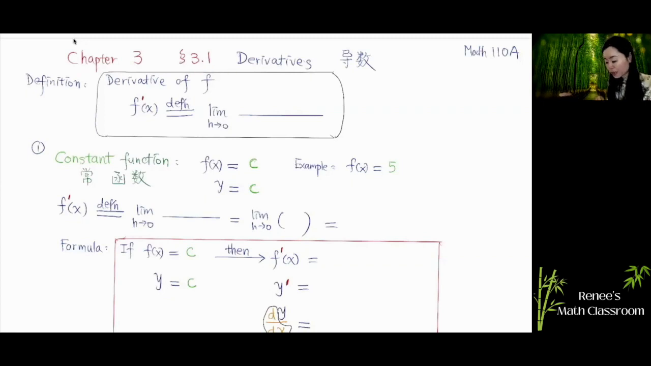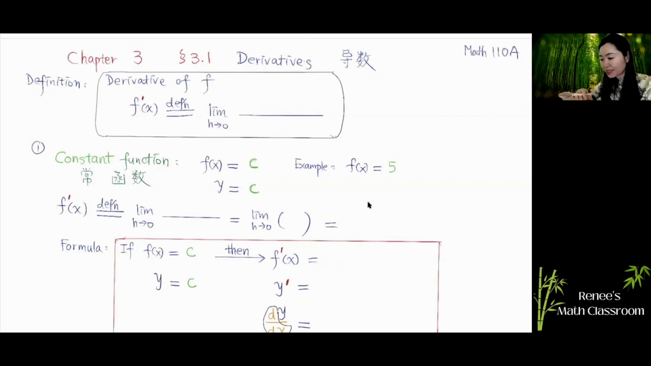3.1, we talk about duality. Okay, in Chinese we call that 导数. Okay, so it's a bilingual math class here. Okay, so do you guys remember the definition for duality of a function f?